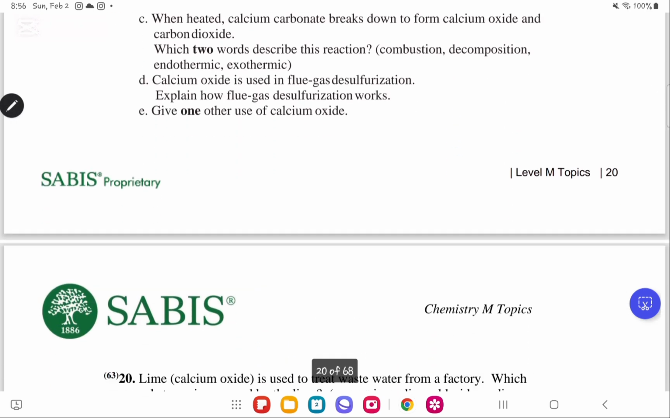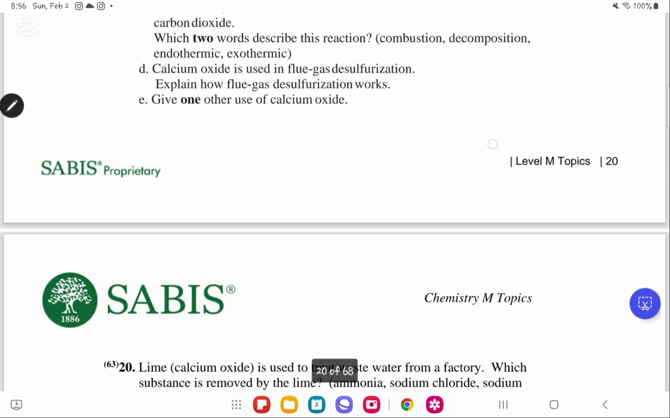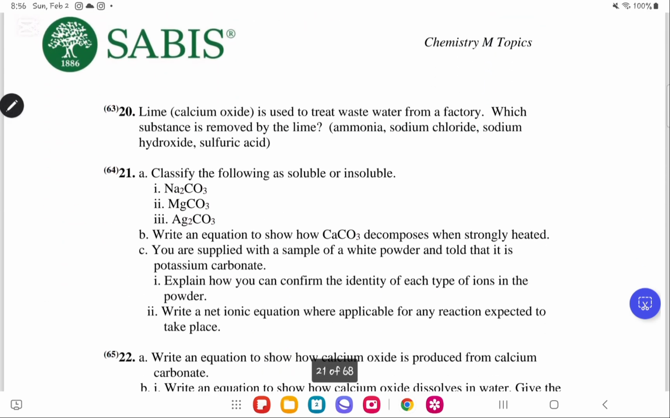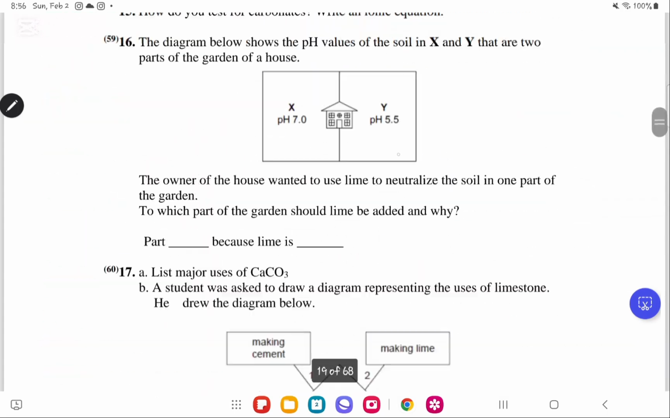So we move on to part D. Calcium oxide is used in flue gas desulfurization. Explain how flue gas desulfurization works. Again, I don't think we have D. Okay, but we can answer E. Calcium oxide is used to neutralize acidic solids, making mortar and steel making. 20, we don't have it either. Alright, 21, I don't think we're supposed to take it. So please, until we're aided, this is all I think we have to do.